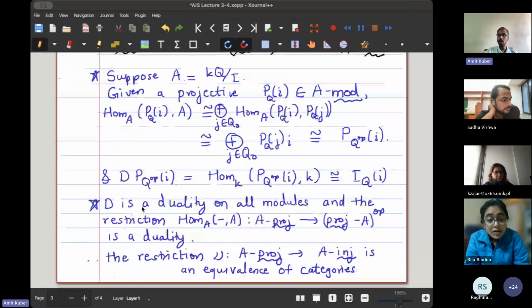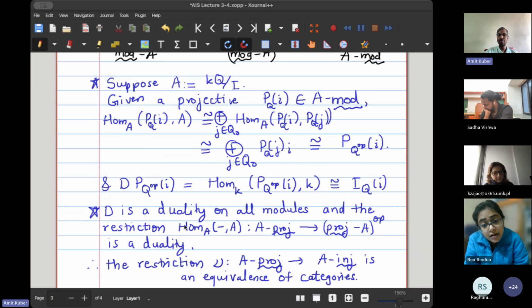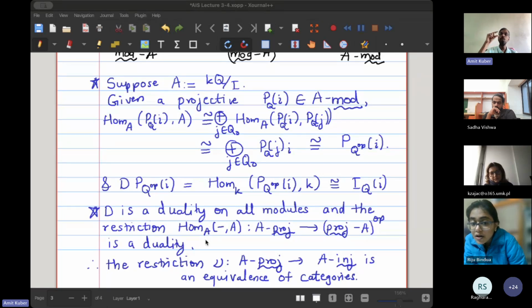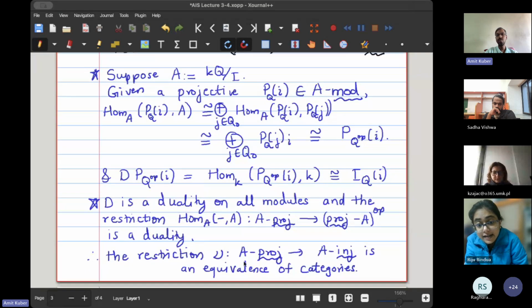That D is a duality on all modules because all of them are finite dimensional, nothing really changes. You just get back that D squared is isomorphic to the identity. And the restriction of the first functor that we took, A proj to proj A op, is a duality. So restriction, co-restriction of the first one is a duality. Because I just told you that P_Q_I goes to P_Q op I, but you can come back. P_Q op I will go to P_Q op I. But what is Q op? The double dual is just Q. So when restricted to this, it is again a perfect duality. And therefore, the restriction from projective modules to injective modules is an equivalence of categories.